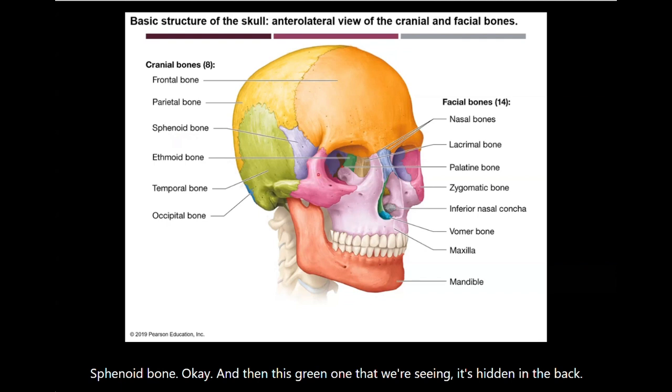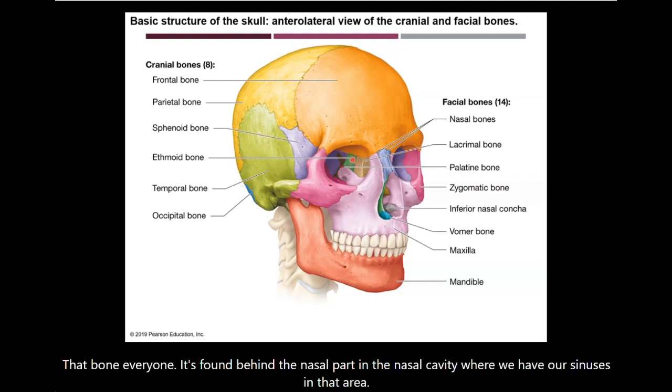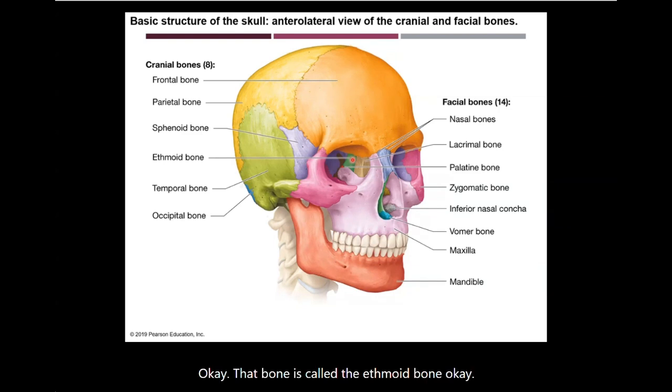Sphenoid bone, okay? And then this green one that we're seeing, it's hidden in the back. That bone, everyone, is found behind the nasal part, in the nasal cavity where we have our sinuses in that area, okay? That bone is called the ethmoid bone. Okay, so these are new bones, or not popular bones, that we see a lot in Bio 5.